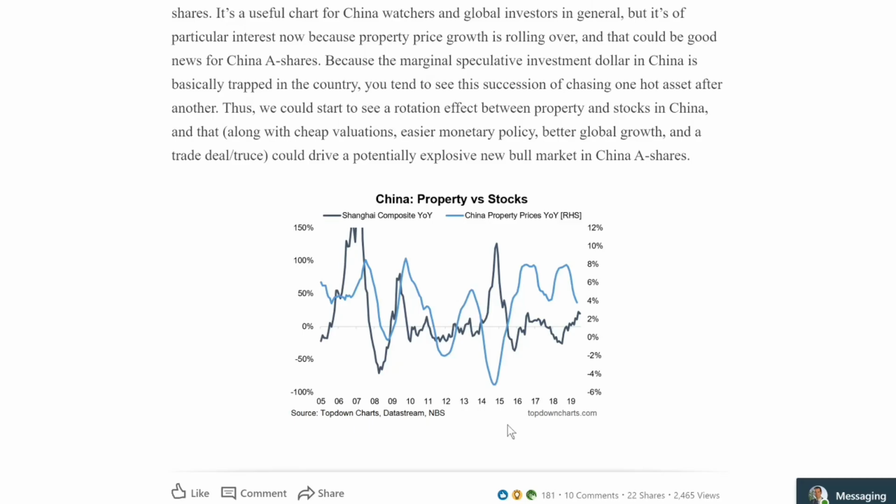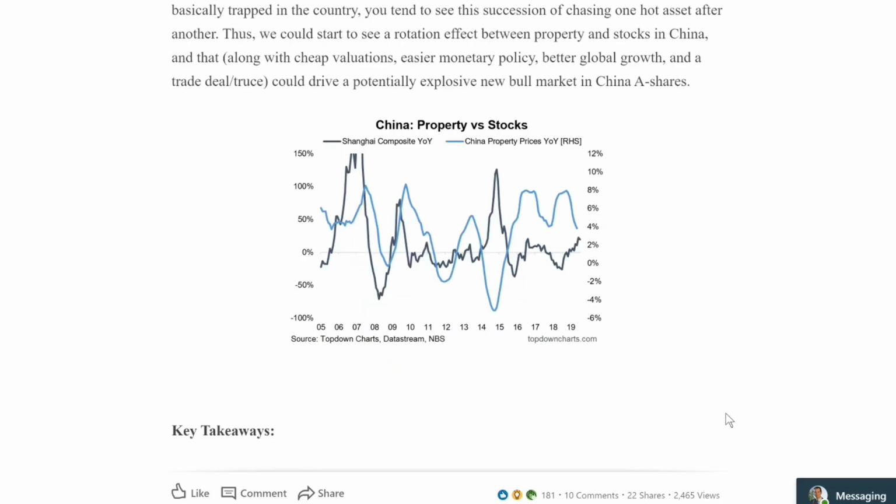The trade deal, or the trade truce, is definitely helpful. It takes that headwind, that risk, off the table for China A shares. I think it's probably going to be quite a good catalyst there. China A shares are still cheap, monetary policy is easier in China, and if you get better global growth, that's going to be a pretty good combination for China A shares. So it's one that I'm paying a lot of attention to. It's one I'm going to review and cover in the next weekly report.